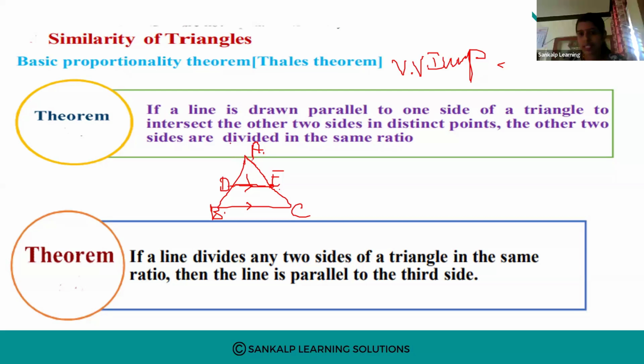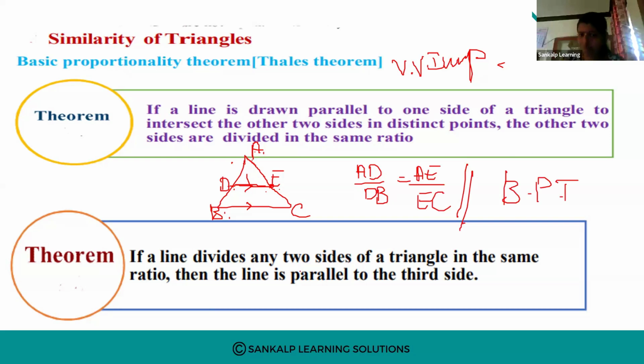Which sides are these here? The other two sides, here AD and DB, AE and EC, are divided in the same ratio. So this is what our theorem says. This is Thales theorem, or the basic proportionality theorem, which we call the BPT. Next one.